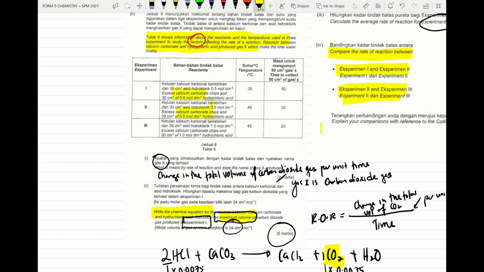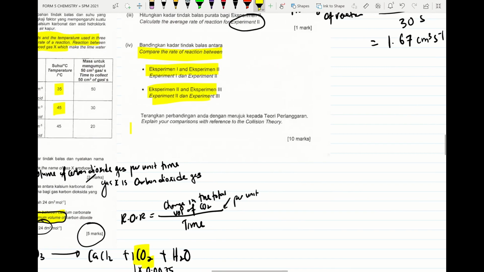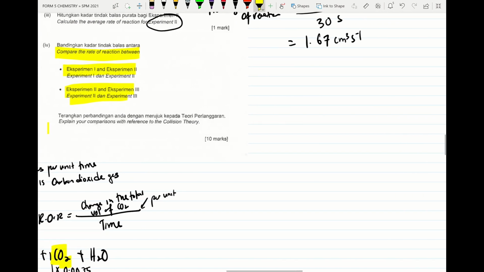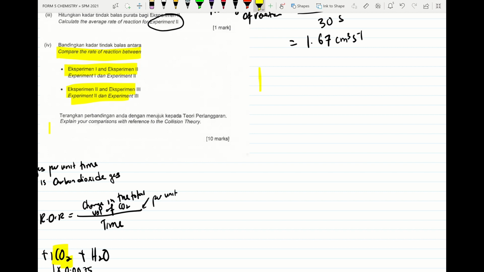Here also, the concentration is the same, the temperature is different. So the factor that is involved is temperature. All right, experiment 2 and 3 we do later. So now we do experiment 1 and 2. All right, so we try to put the point 1.